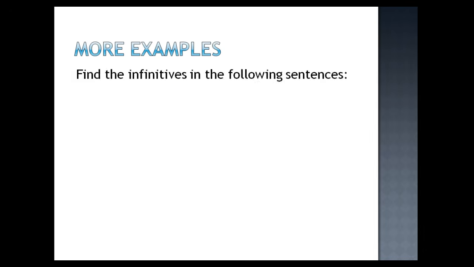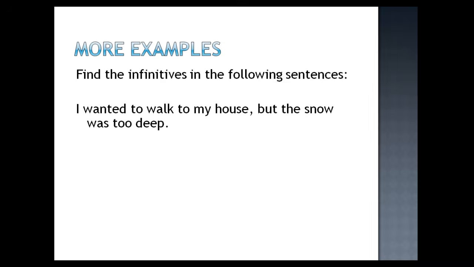Some more examples. Find the infinitives in the following sentences. I wanted to walk to my house, but the snow was too deep. Two uses of the word to: to walk and to my house. To walk is the infinitive. To my house, prepositional phrase. If you're unsure, too, that's an adverb. It's like very. So that's not going to count for what we're doing here. You say, well, what kind is it? If it's to walk where? To walk to my house. I wanted it. Okay, we'll have to call it a noun clause then.